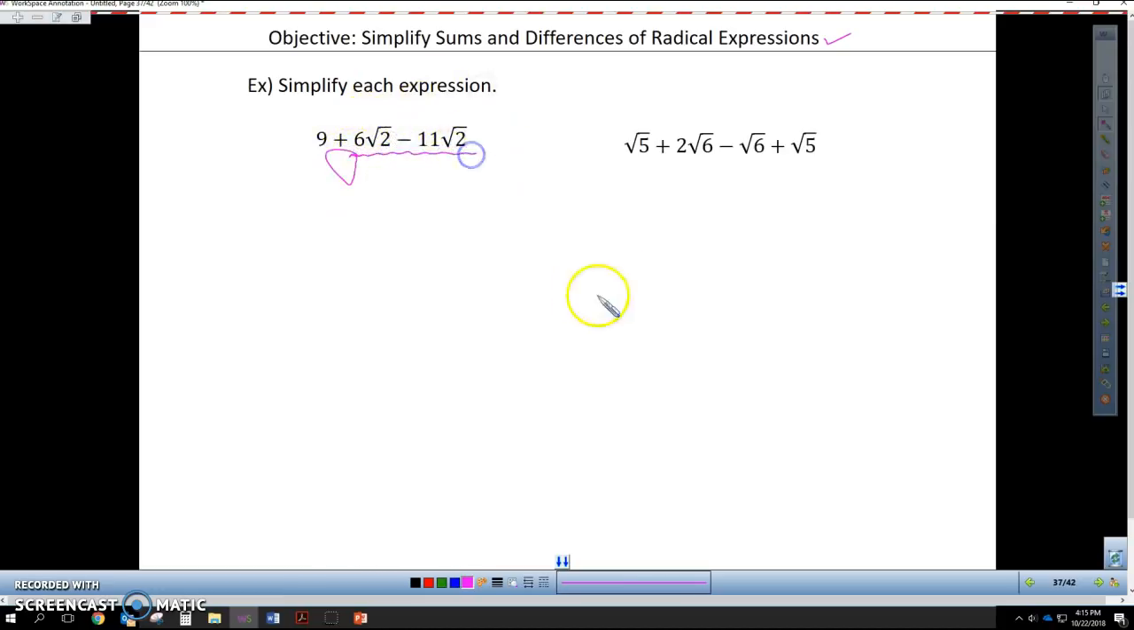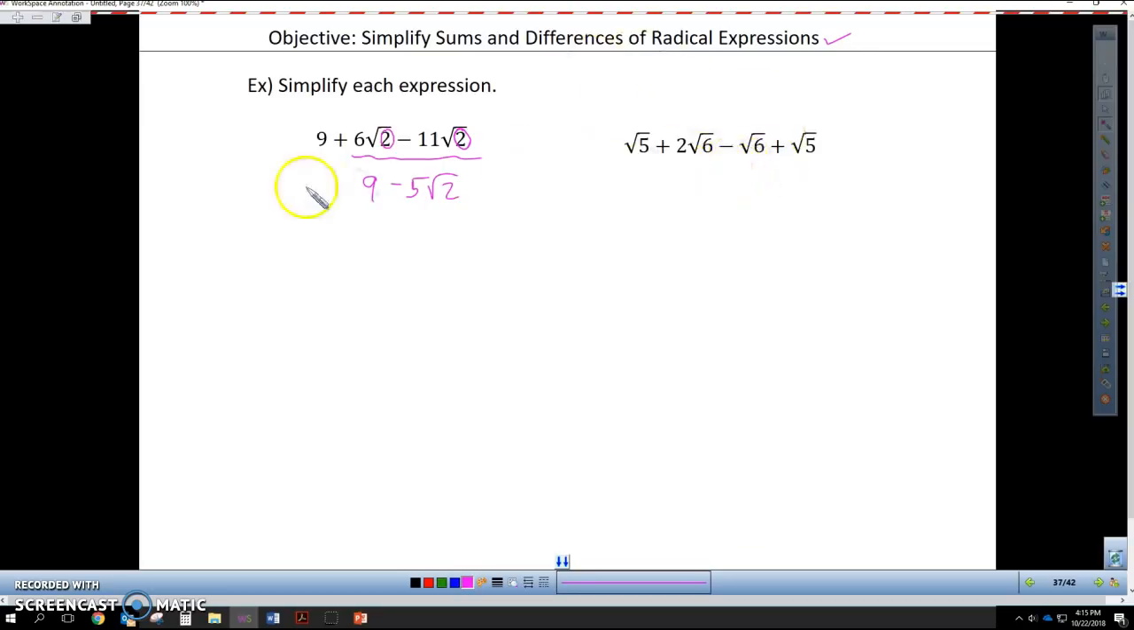These are like terms, and how do I know that these are like terms? Well, their index is the same. They're both square roots, and their radicand is the same. So I can combine them. I have 9 plus 6, take away 11. That would be minus 5 square root of 2.